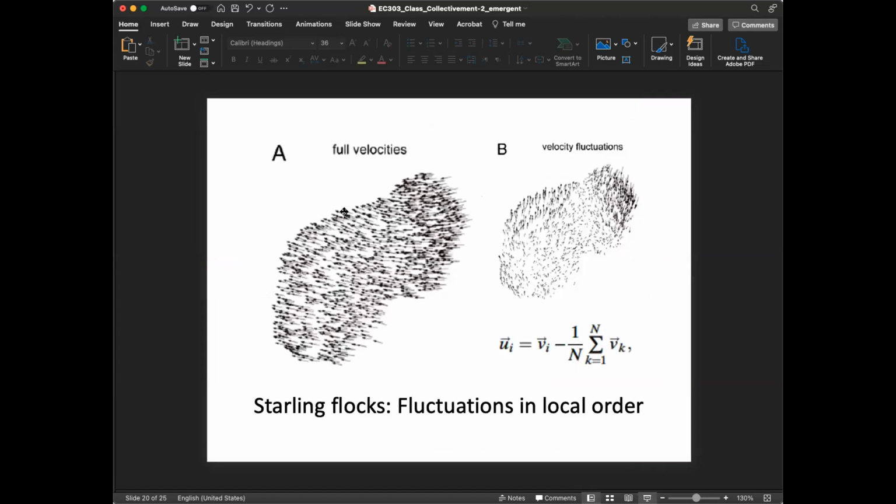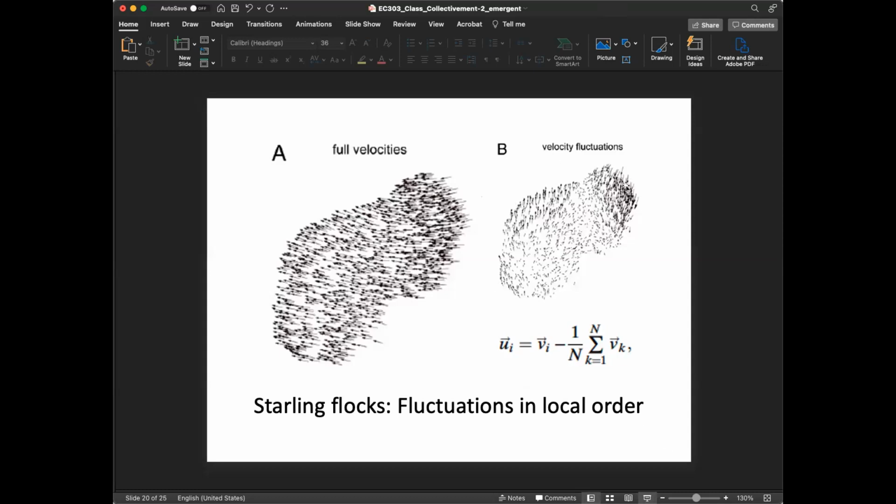So what you are seeing here is the entire flock, the actual velocity vectors. What you are seeing here are the velocity fluctuations. Basically, compute the global average velocity of the entire flock, and then for each bird subtract the average velocity from its velocity. You do it both ways: one normalizing by the speed, and the other keeping the speed.